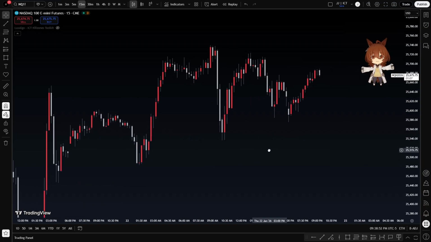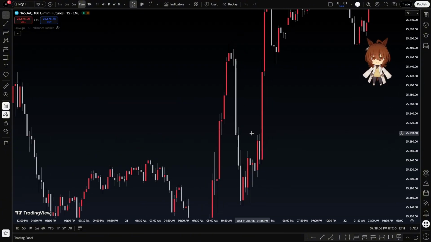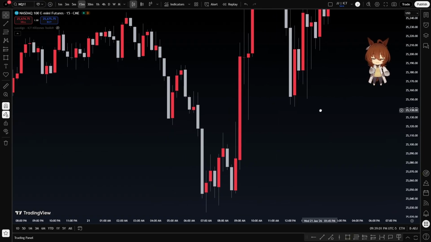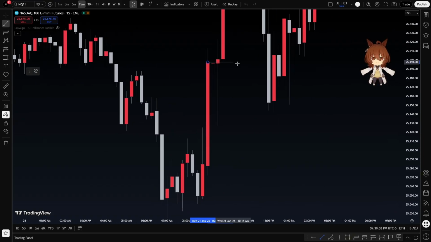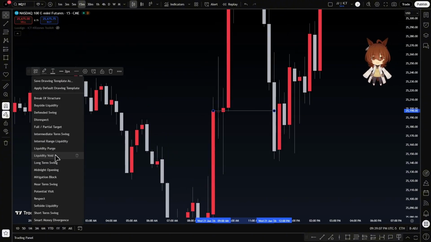Okay. Mitigation block. I'm gonna highlight one just so I can show it to you. You find a good one. Well, no, let me not do that. Let's not script this because I don't like scripting my videos. We have one right here. Right there. There we go. This would be a mitigation block.